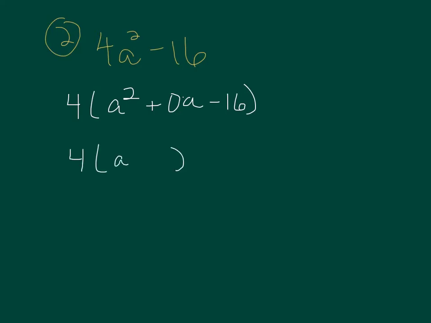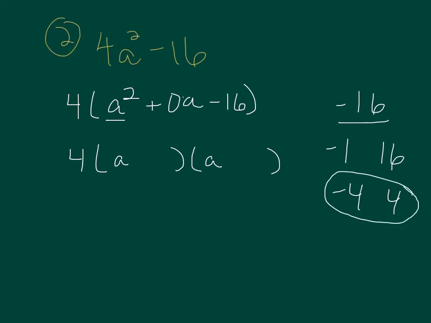So we know we have our two parentheses, and to get the a squared, we have to take a times a. Now we're going to look at the negative 16. That's negative 1 and 16, negative 4 and 4. I'm going to go ahead and check our guess, negative 4 and 4 first. So that's my guess. My check.